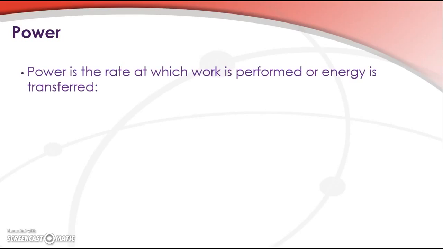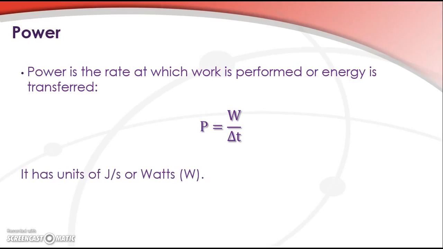Okay, so let's start a quick discussion on the concept of power. Power is the rate at which work is performed or energy is transferred. So, anytime we hear rate, we think divide by delta T. This is no exception. Power is the work done over an interval, over delta T. And this gives us our equation so that we can calculate power. So, of course, since work has units of joules, time has units of seconds, we can have units of joules per second or watts.